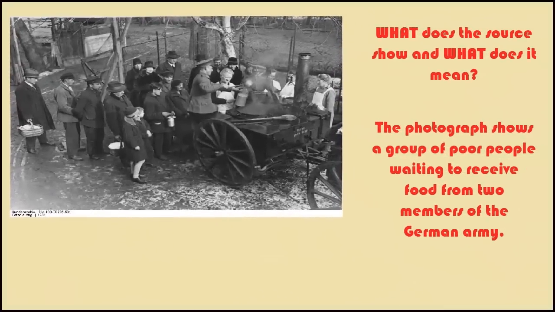What does the source show? The photograph shows a group of poor people waiting to receive food from 2 members of the German army. This suggests that many of the people in Germany were hit hard by the Great Depression. Many people became unemployed and found it hard to afford the basics to live on, so much so that they had to resort to accepting handouts of food from the German army.